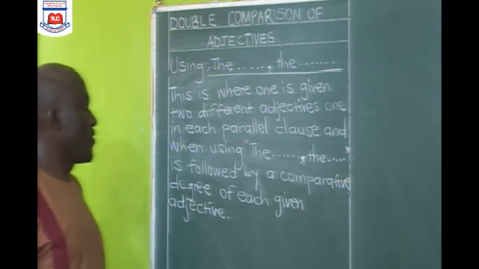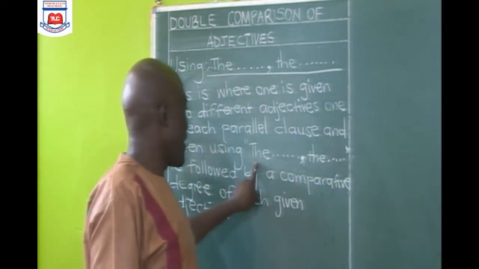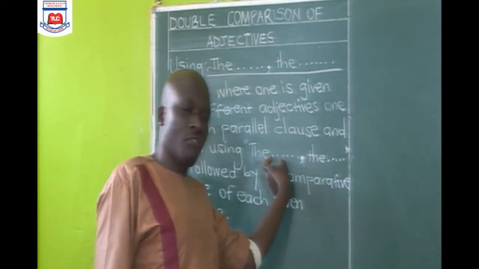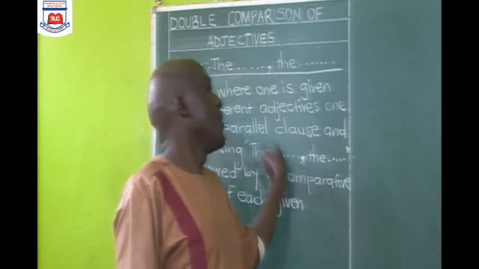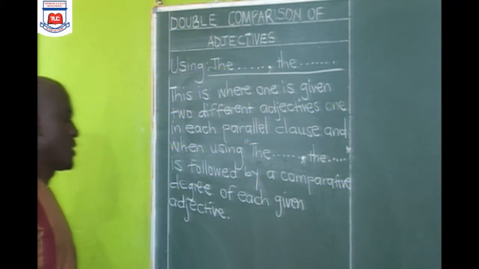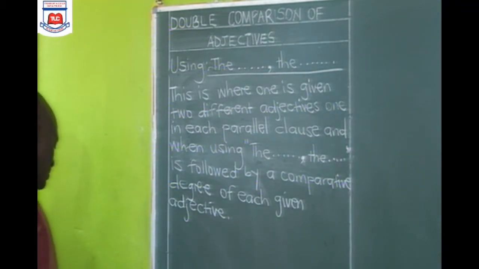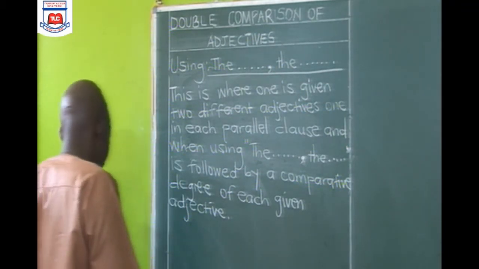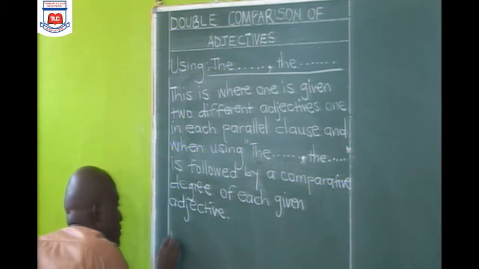Now, when you're using "the," immediately after "the," the comparative degree of the given adjective is put here. Then after the second "the," another comparative of the given adjective is put there. Okay, let's look at some examples so that we can understand from there.